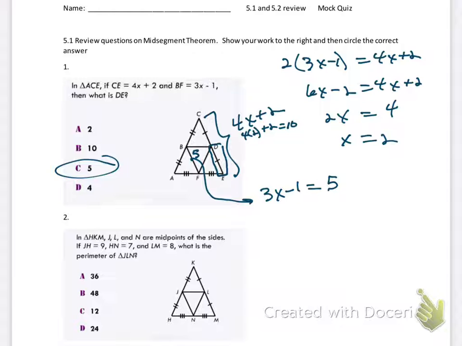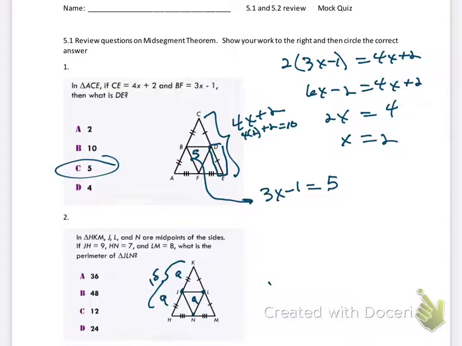H, K, M and J, L, and N are midpoints. Okay, so in this triangle, these guys are midpoints. What's the perimeter of the smaller triangle? So let's see. They told me that JH is 9. So if JH is 9, then that means that this is 9, so this whole thing is 18, and so the piece parallel to that will be 9 as well.